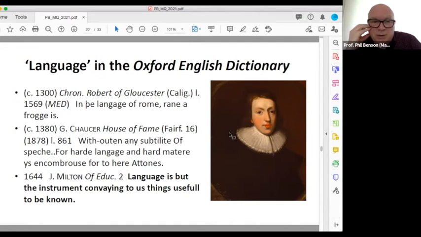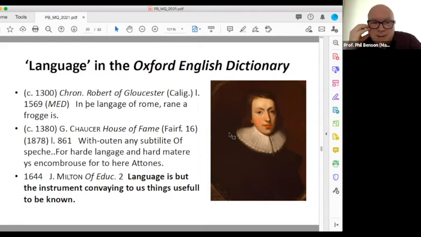And then you have Chaucer, without any subtlety of speech, for hard language and hard matter is encumbrous to hear. I'm not sure what the last word means there, atones or at once, I'm not sure what it means. But here language is being used to refer to basically words, what somebody is saying. He's talking about hard language as being language that's difficult to understand.